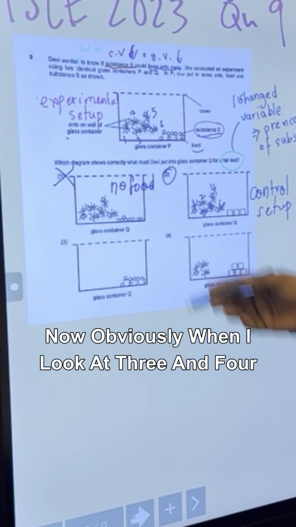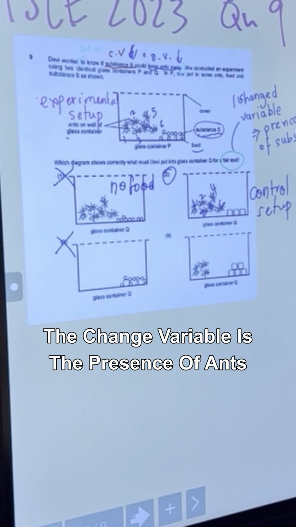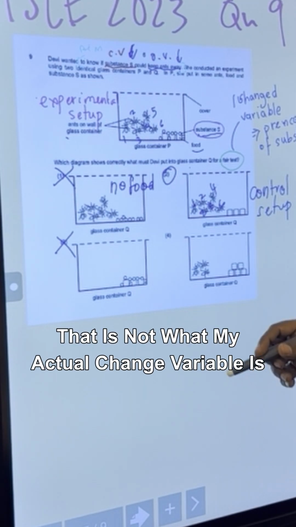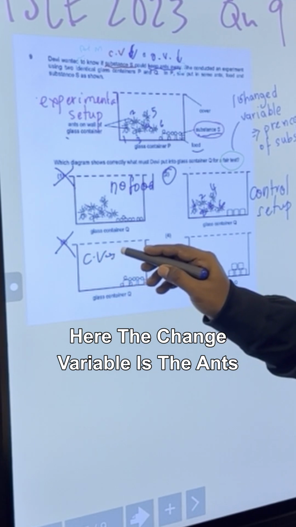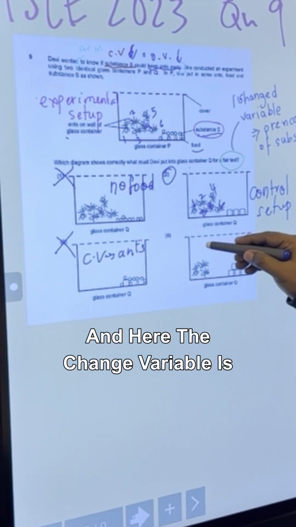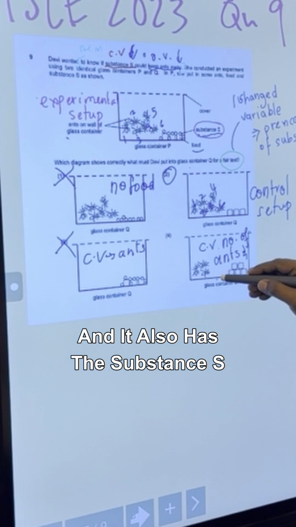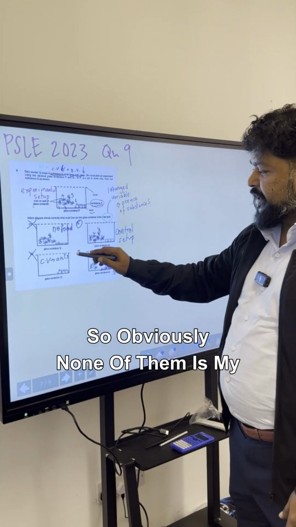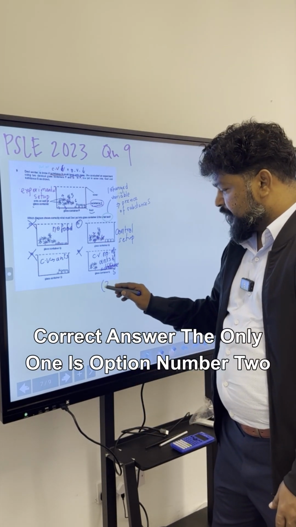Now, obviously, when I look at 3 and 4, there's no ants there. The change variable is the presence of ants. Not good. That's not what my actual change variable is. Here, the change variable is the ants. So that is wrong. And here, the change variable is the number of ants. And it also has the substance S. Okay, so obviously, none of them is my correct answer. The only one is option number 2.